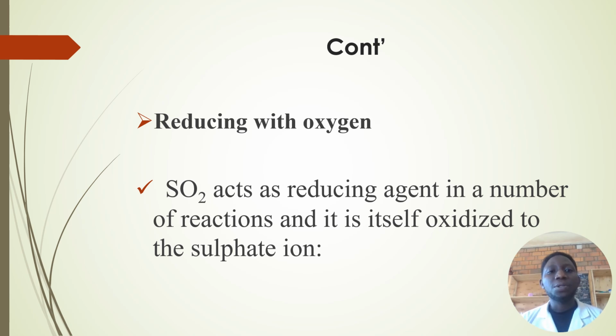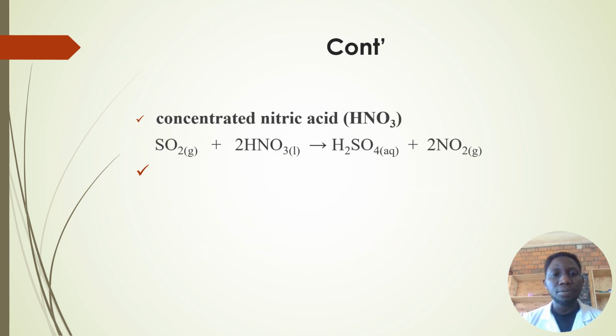Sulfur dioxide also can react as a reducing agent. Sulfur dioxide acts as a reducing agent in a number of reactions, and it is itself oxidized to the sulfate ion. With concentrated nitric acid, when sulfur dioxide reacts with nitric acid, this produces sulfuric acid and nitrogen dioxide.